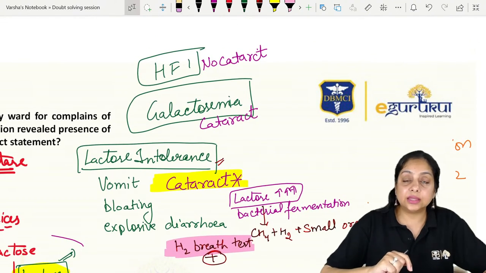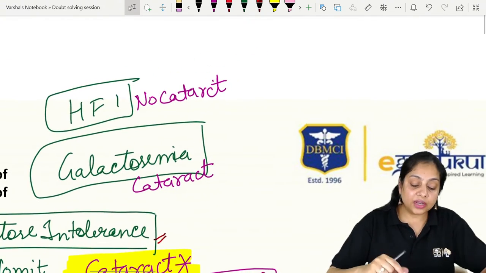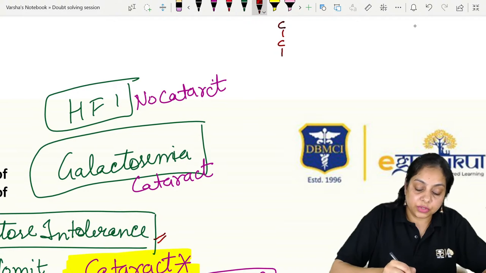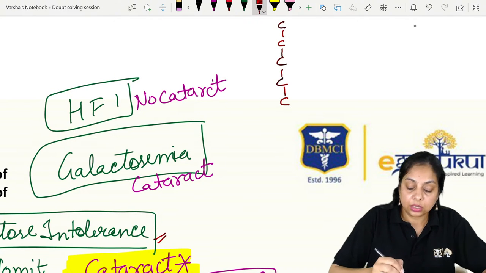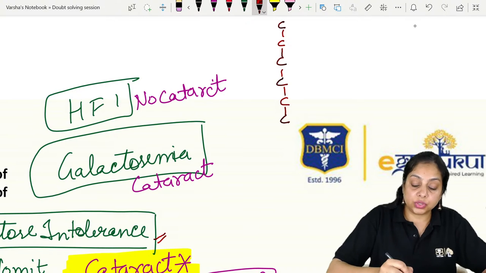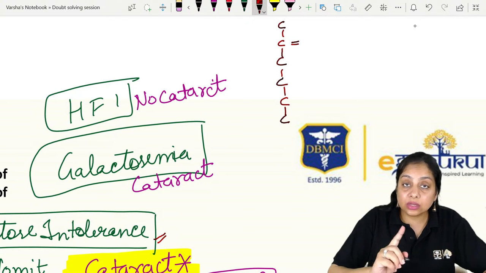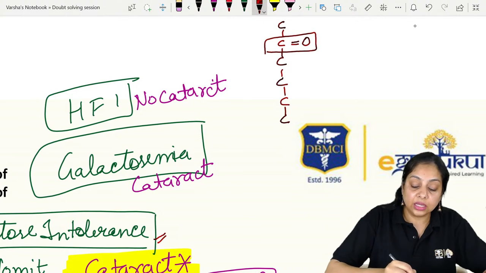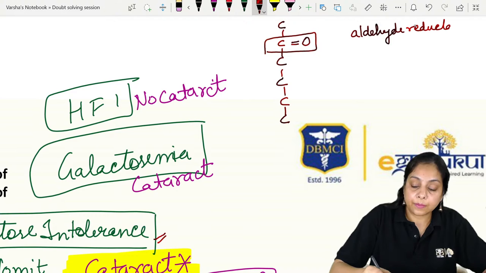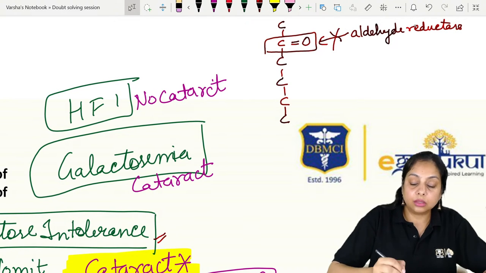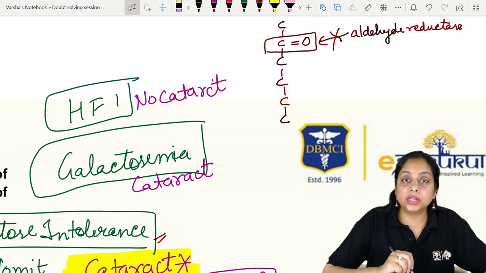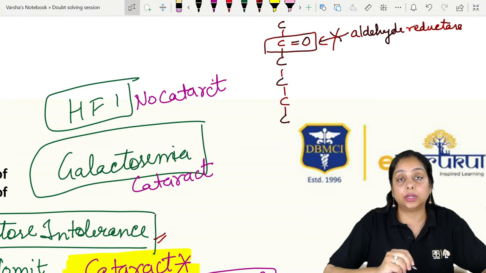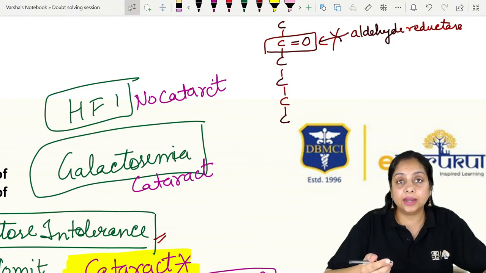Now why is there no cataract in hereditary fructose intolerance? What are we talking about? We are talking about fructose. It is a hexose sugar, but it is not an aldose, it is a ketose. It is not an aldehyde. So if you have aldehyde reductase, it cannot act upon the ketose to convert it into fructitol. There is no such thing as fructitol. That is why no cataract is found.